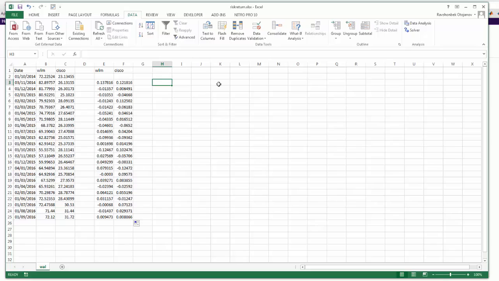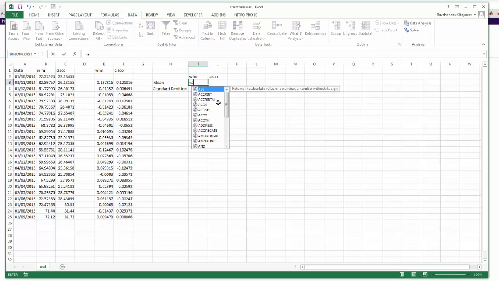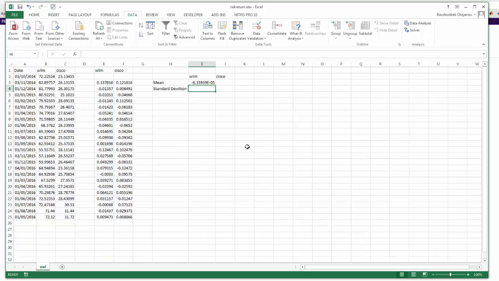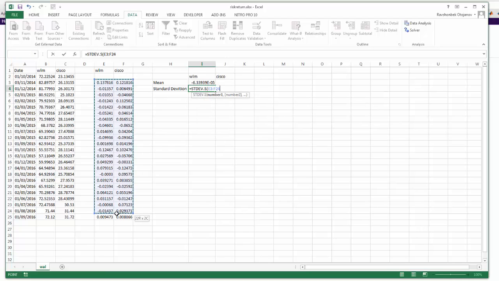So let's start with calculating the mean return, and standard deviation to measure the risk. Right, so the mean is calculated using the average function: equal average, double click on it, highlight for Walmart, enter. Okay, this is giving me non-standard decimal places. Next thing is to calculate standard deviation for Walmart. So it's STDEV.S. Yeah, it stands for sample.